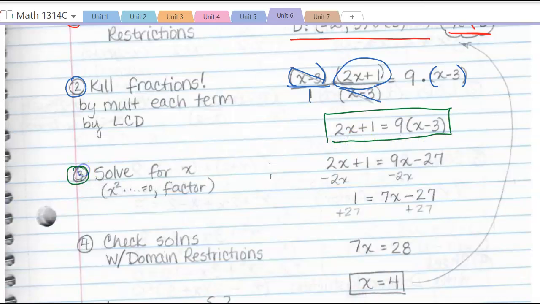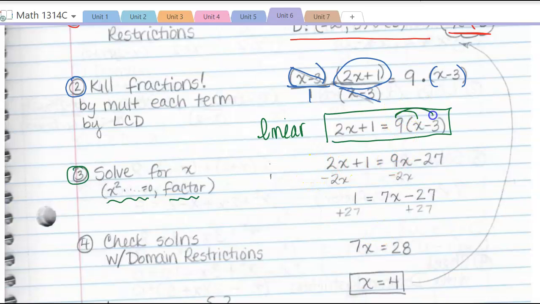So step 3 will be to solve for x. The only thing I need to remind you, in our case we have a linear equation, but in the future we may have quadratic equations. And I want to remind you that most likely if you factor it, you can solve it. So let's go on ahead and solve this linear equation.